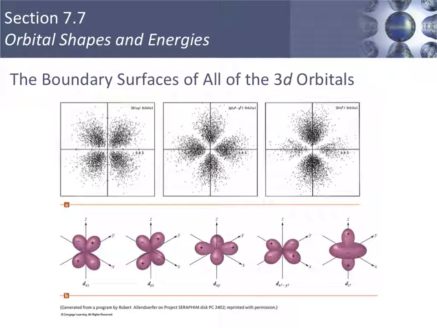And here are the Ds. The Ds we're not so concerned with. We do get bonding with the d orbitals, but for the most part we're concerned with what's going on with the s and the p. You can see that the Ds are just a bit more complicated and kind of unusual looking, especially this one down here, compared to the s and p orbitals.